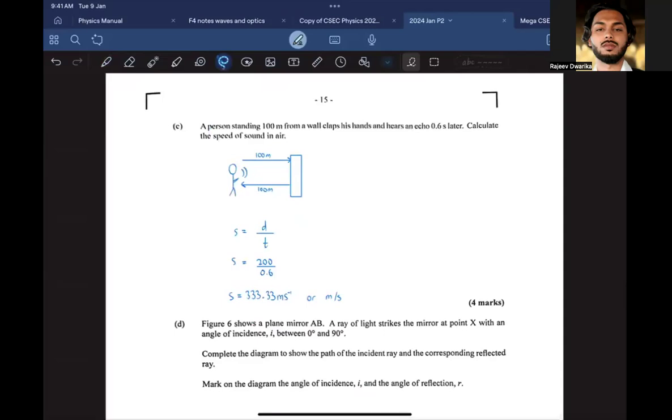If you get a question like this, are you going to say 100 over 0.6, just because 100 meters is the distance? No, you're better than that. The sound wave has to go to the wall and then back to you.